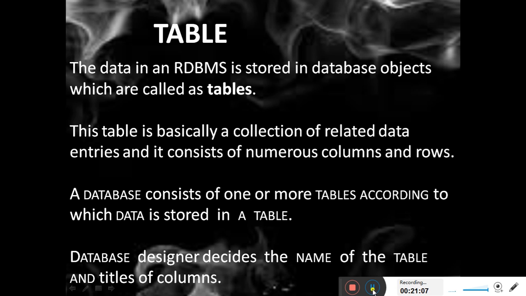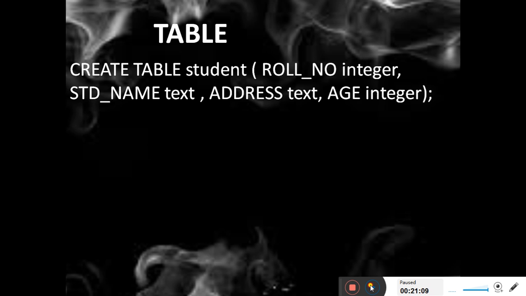See one example, I'll show you one example. Now see this example. Create table is a command which is used to create the table, right? And student is the name of the table which I am going to create. This is the field name. So the user is supposed to define the table name and field names. The table name is student and roll number is a field name. Roll number, student name, address, age, these are the field names, correct?